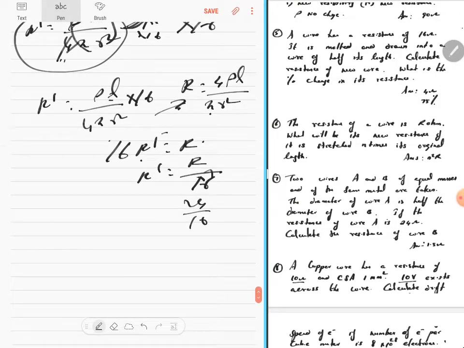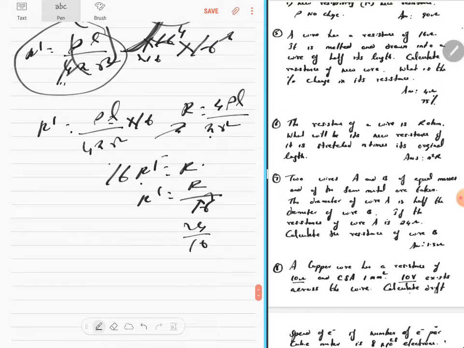Okay, are you clear? So then if the masses are the same, then obviously their volumes are the same, because density of every metal will just be the same. So I hope you are clear.